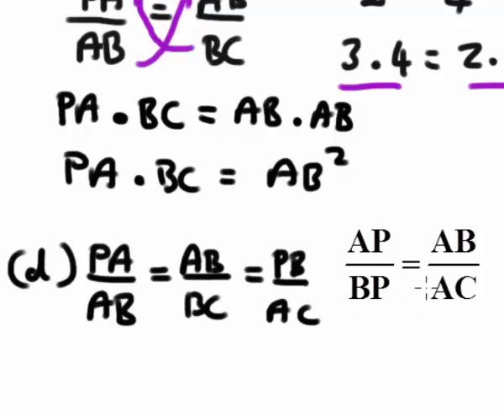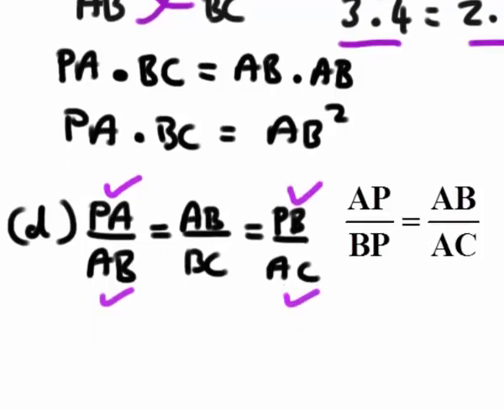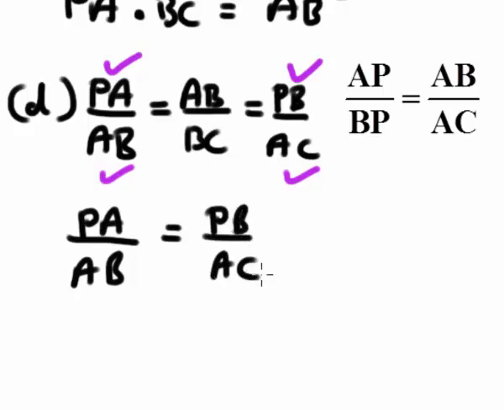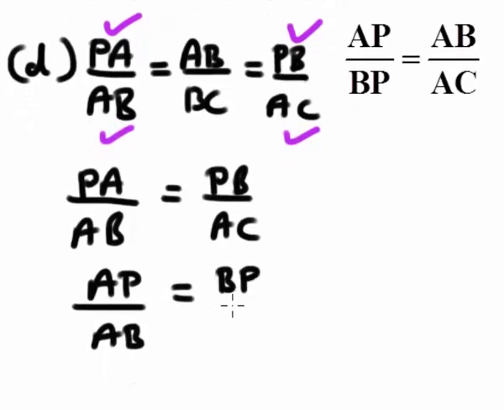Now let's relate it to what we've got to prove. Well, okay, we've got to have an AP in our answer. There's AP there. Then we've got to have an AB, which can be taken there. We need a PB or a BP and an AC. So there we've got our fractions that we can use. Okay, now have a look at this. Well, if we take out PA over AB, that's the same as PB over AC. Okay, now that is the same as AP over AB is equal to PB, the same as BP over AC.